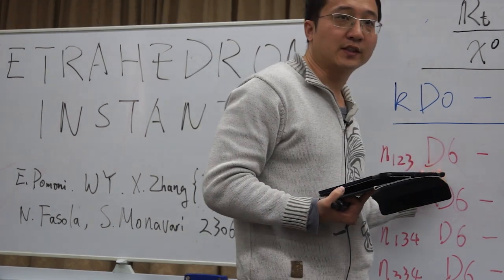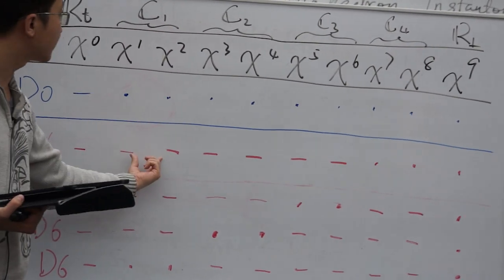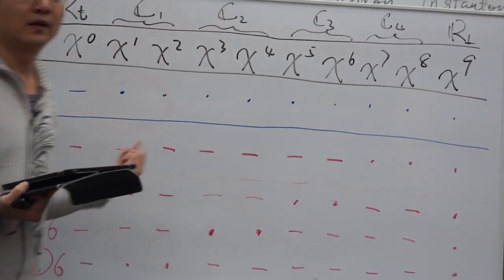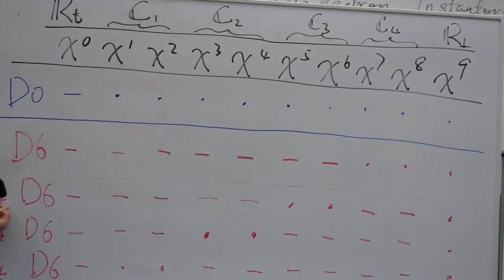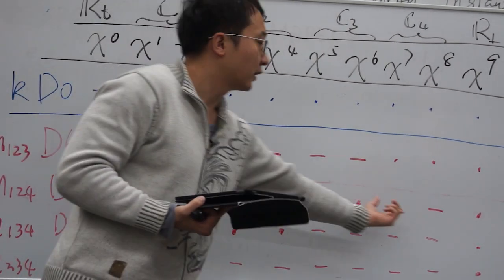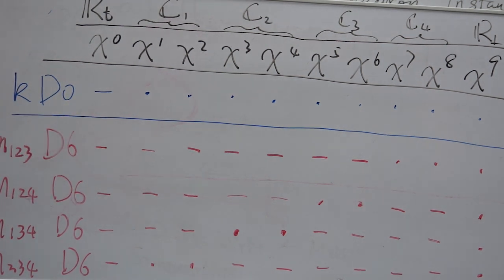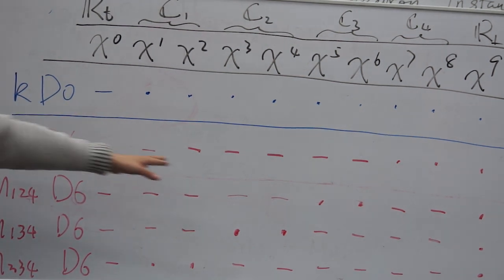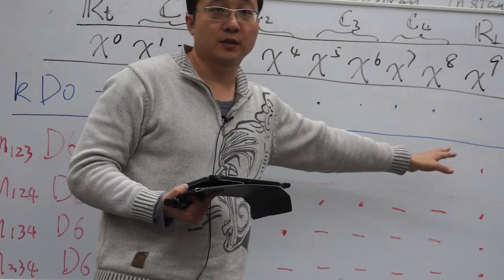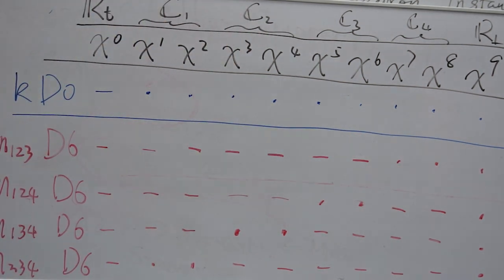So this 1, 2, 3 D6 brane will be supported on the time direction and C1, C2, C3. And then the 1, 2, 4 D6 brane will be supported on C1, C2, and C4. So a dashed line means the branes are supported on this direction. And a dot just means the brane appears as a point in this direction.